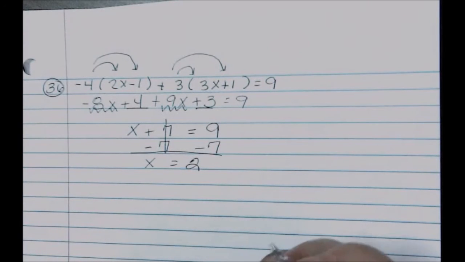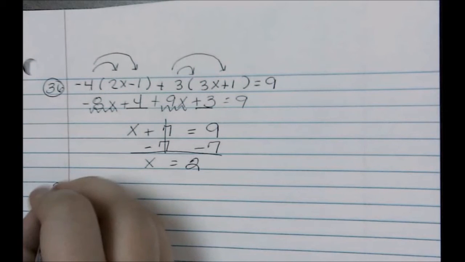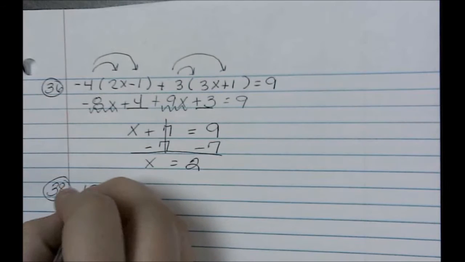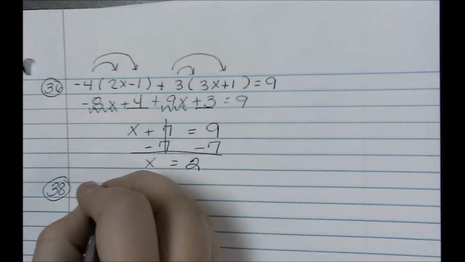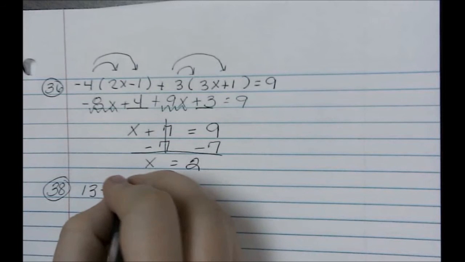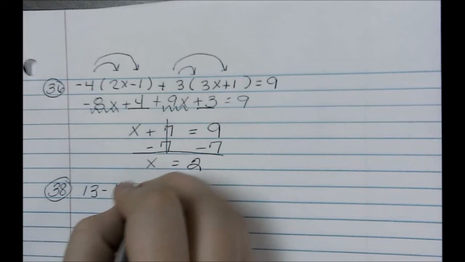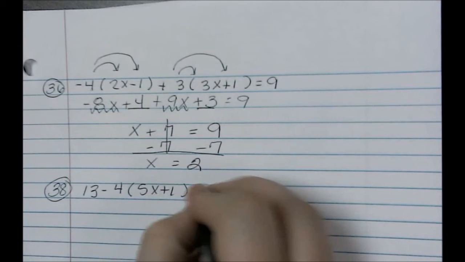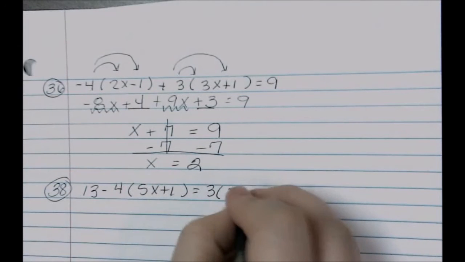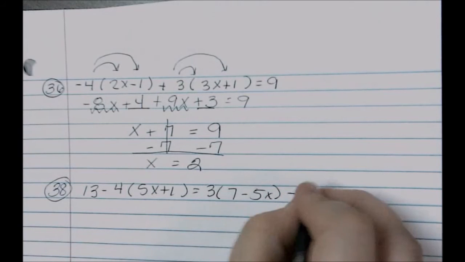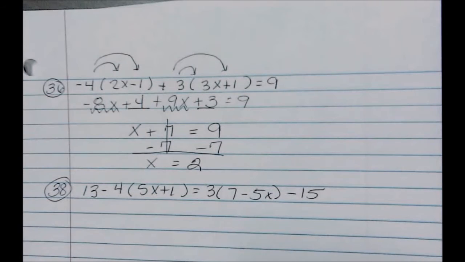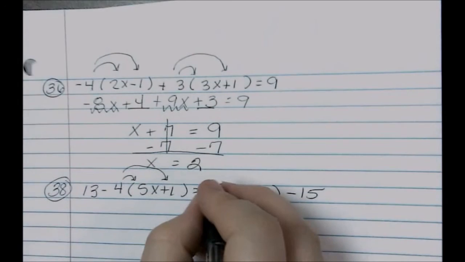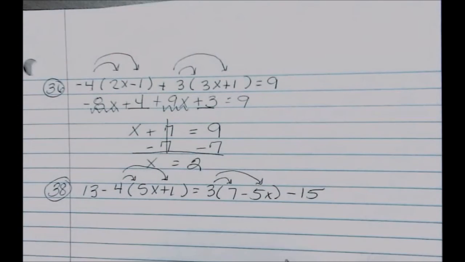Okay. Now I've got problem number 38. I have 13 minus 4 times the quantity 5x plus 1 equals 3 times the quantity 7 minus 5x minus 15. So I'm going to go ahead and distribute that 4, and then I'm going to distribute that 3.